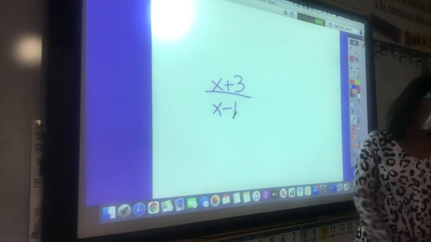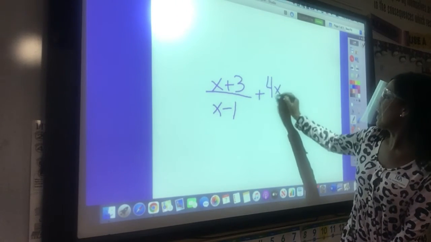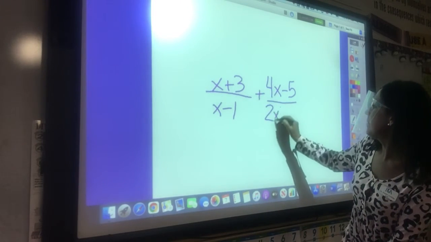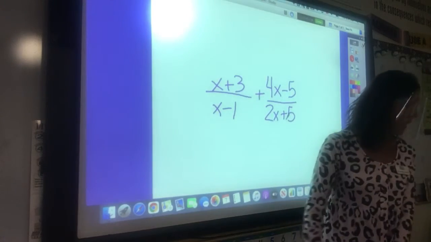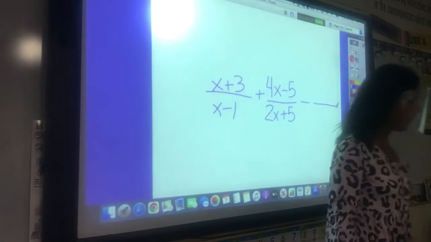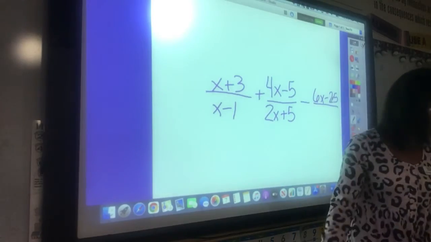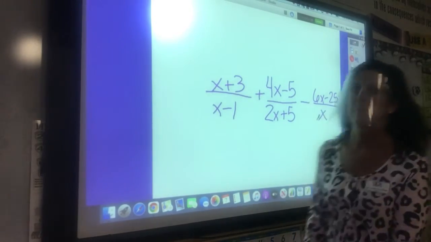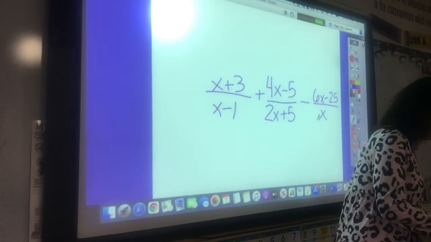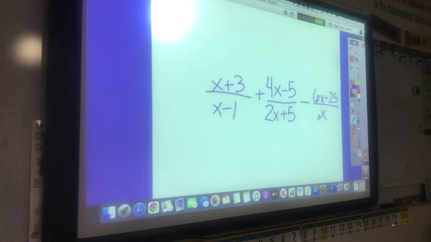Okay, then we're going to add 4x minus 5 on top and 2x plus 5 on bottom. And then we're gonna subtract, okay, one more, and we're gonna have 6x minus 25 over x. Okay, we are going to evaluate for x equals 5. X equals 5. So let's just take each one.